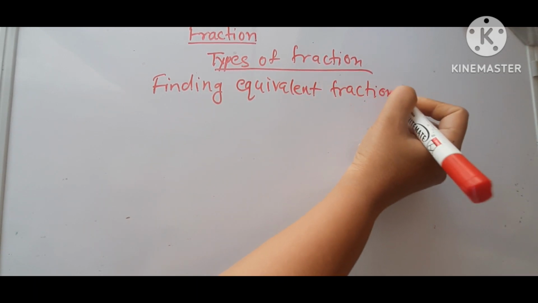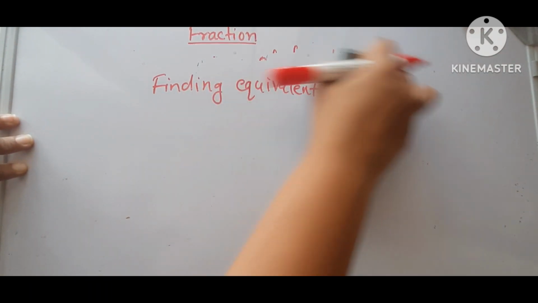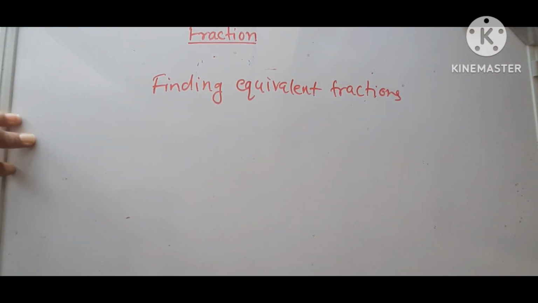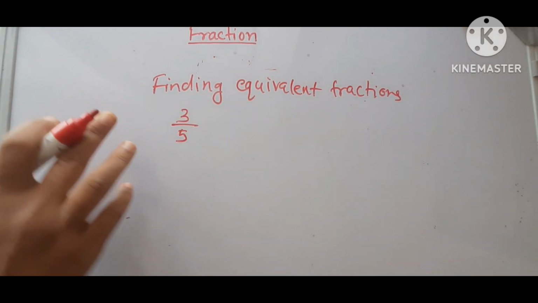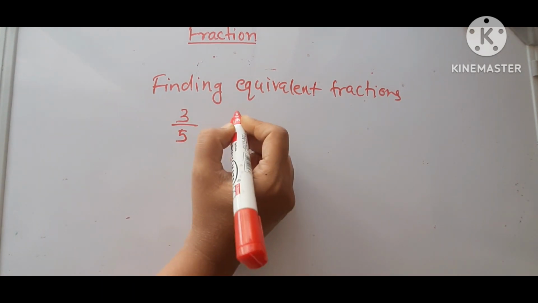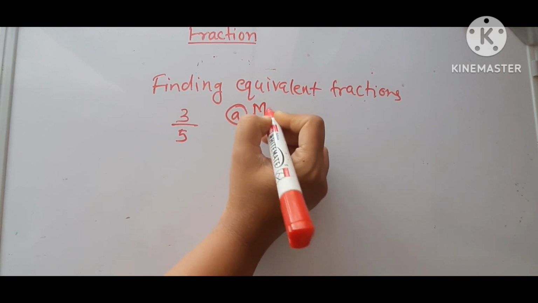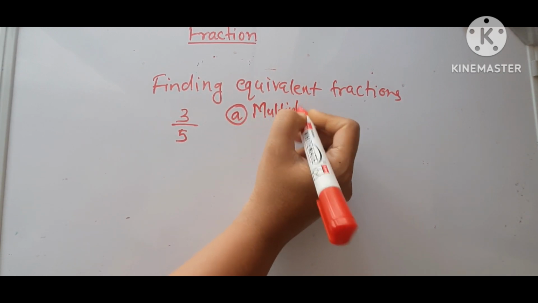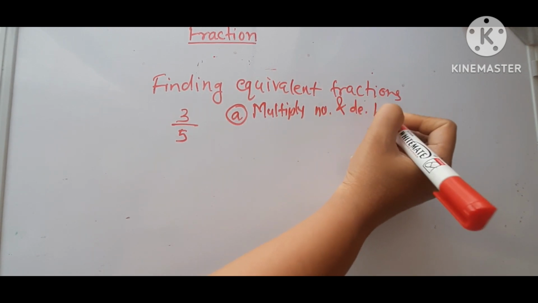So they can give you any fraction value and ask you to find the equivalent fraction of it. Suppose they have given us the number 3 by 5 and asked for its equivalent fraction. There are 2 methods to find the equivalent fraction. The first is multiplying the numerator and denominator by the same number.